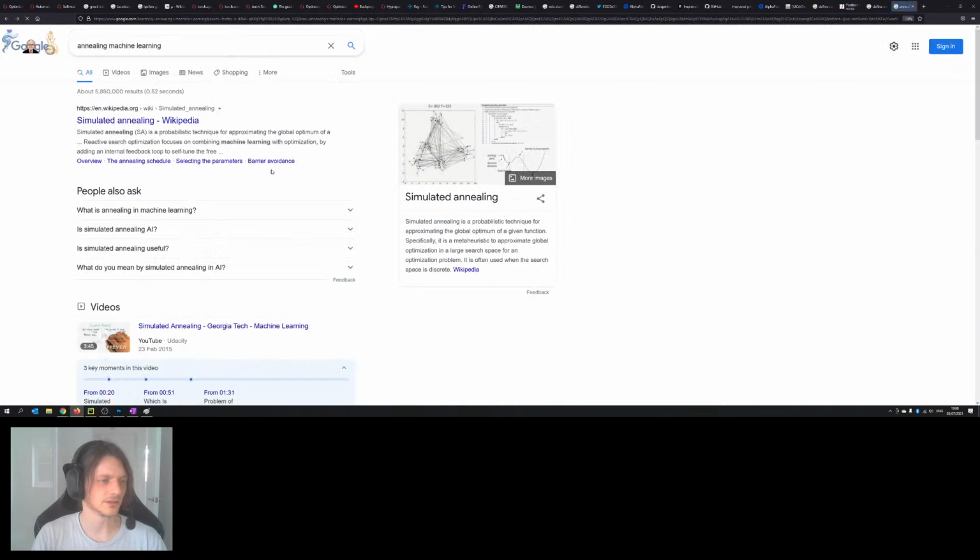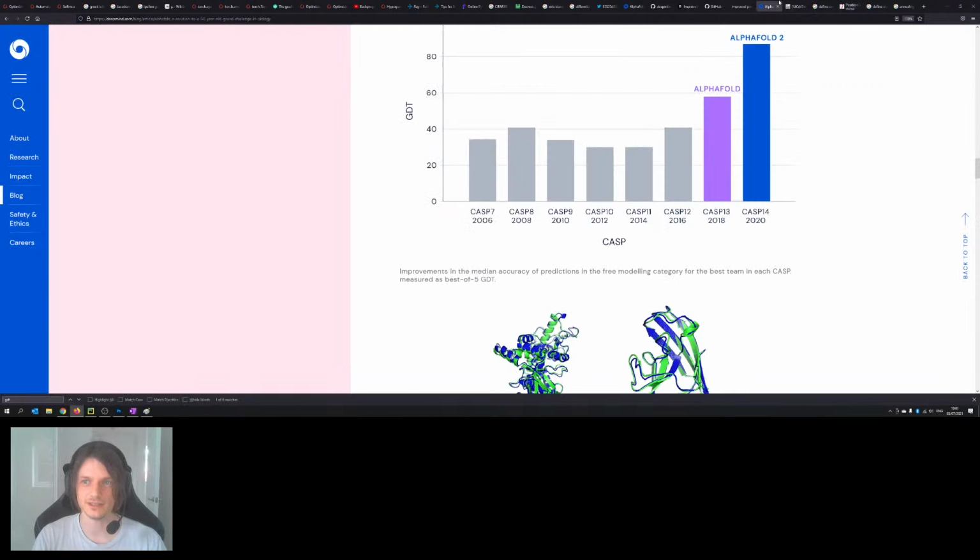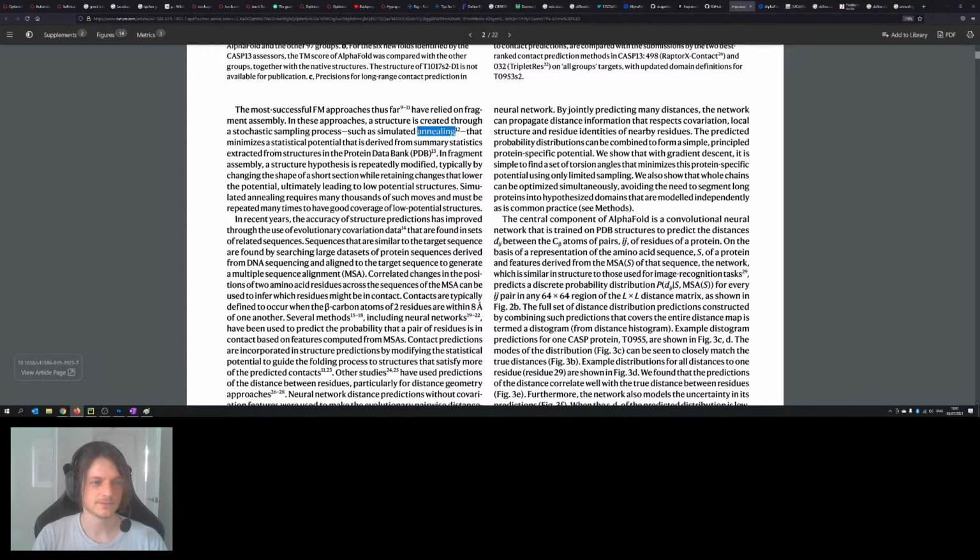Right, let's read that again. That's quite a good graph. Annealing is a probabilistic technique, almost like quantum stuff, to approximate the global optimum of a given function. Okay, because there's no definitive. That minimizes statistical potential that is derived from summary statistics extracted from structures in the protein data bank.